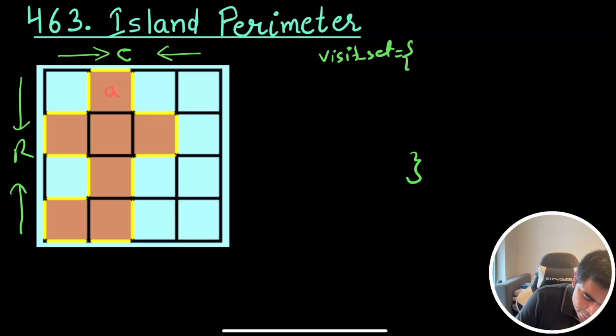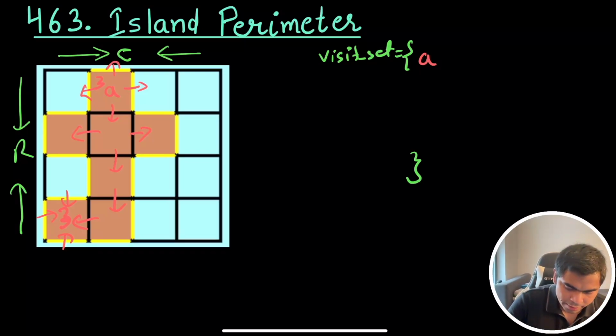So I was at A. I'm going to add A to my visit set. Then it is going to receive 1 from all these sides. So it will already receive 3 here, but then it made a call to this grid, here, here, here, here, and here. Then this piece will receive the value 1, 1 and 1 from all these sides. So it will have 3.